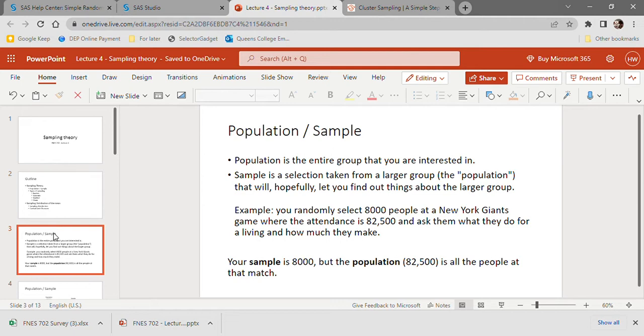So here I have an example. As I was putting this together over the weekend, and the Giants are doing really good, so I said, let me use a New York Football Giants example for you all, right? So you randomly sample 8,000 people at a New York Giants game, where the attendance is 82,500, right? And you ask them what they do for a living and how much they make, right? So this is what we're interested in. So your sample is 8,000, right? The population is 82,500, right? That's all the people that are at the game.